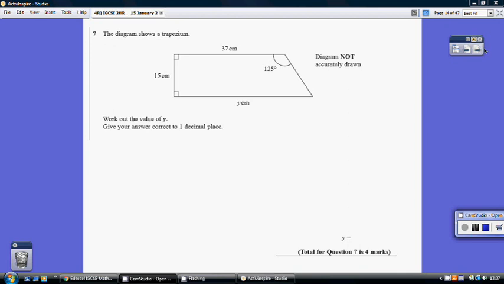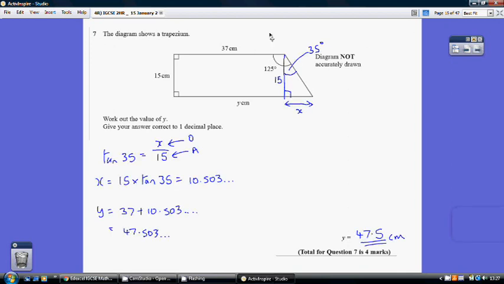Question 7. Well, if you're able to break this diagram down, this is fairly straightforward. So what I've gone and done, I've dropped down a perpendicular down here, so I've got a little right angled triangle on the end. I'm going to call this little length here X. This length must be 15 because it's the other side of this rectangle. And this little acute angle here is going to be 125 degrees less than 90 degrees here, so that's 35 degrees.